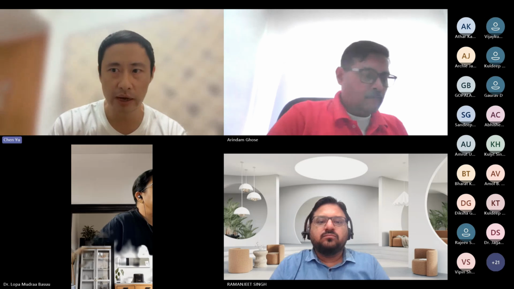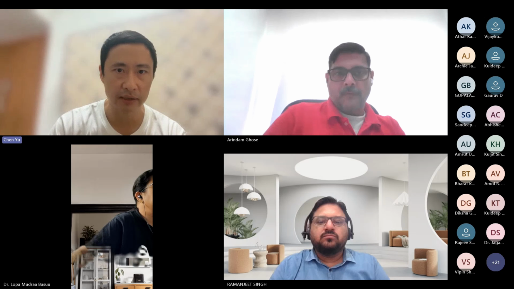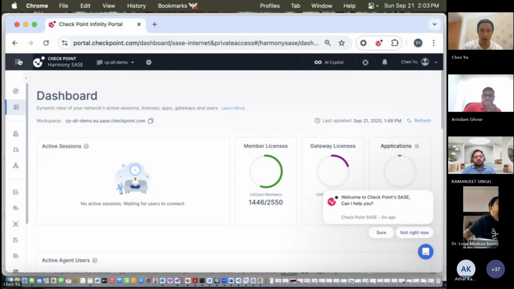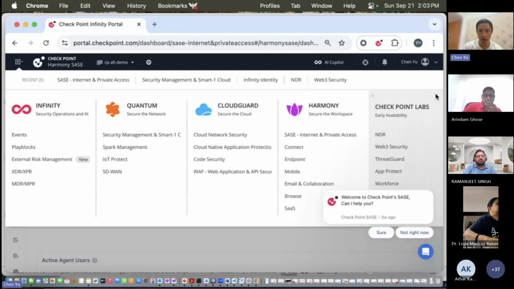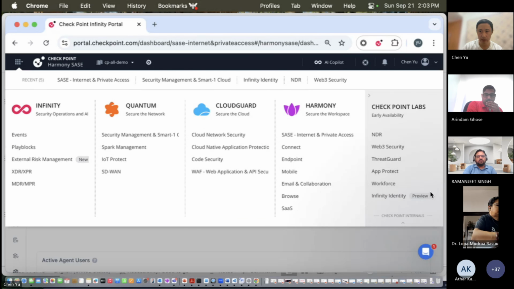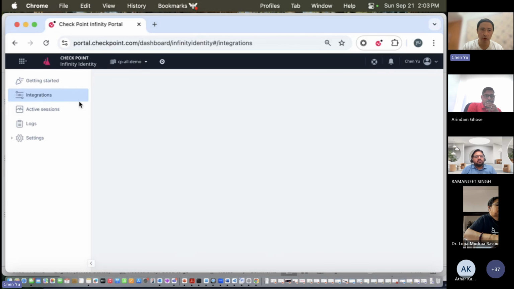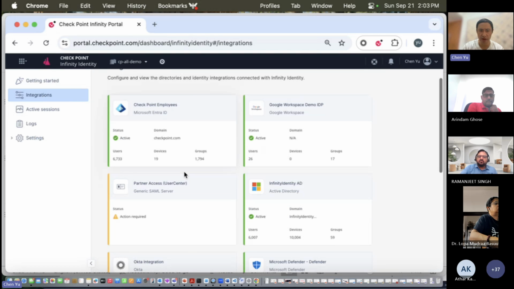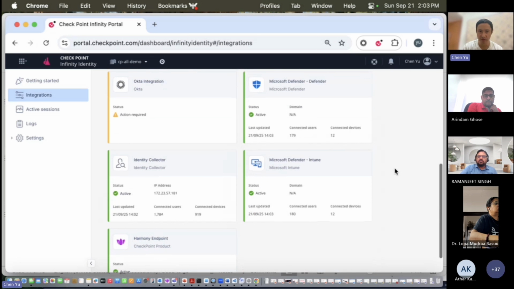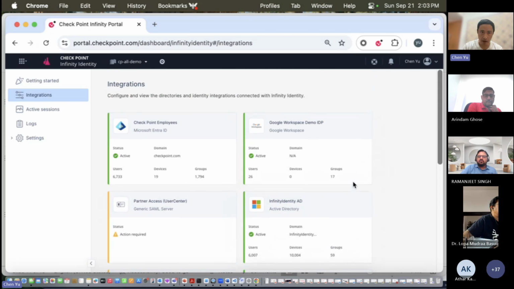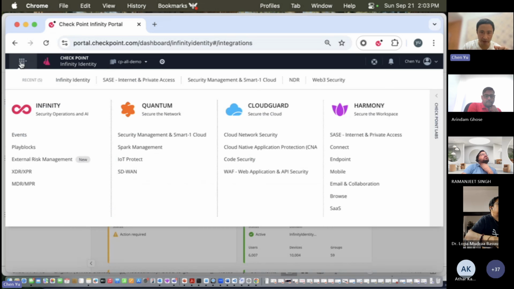Okay. Regarding the identity, if you look at my demo, how we do this in Checkpoint is we have our Infinity Identity. In the Infinity Identity, you are able to integrate with different IDPs in the backend. These IDPs can be your Entra ID, your Okta or other different sources. Then after this, you will have a unified output. This output can be integrated with your firewall or your endpoint. This endpoint or firewall can be from another vendor. I'm just showing you how Checkpoint integrates.